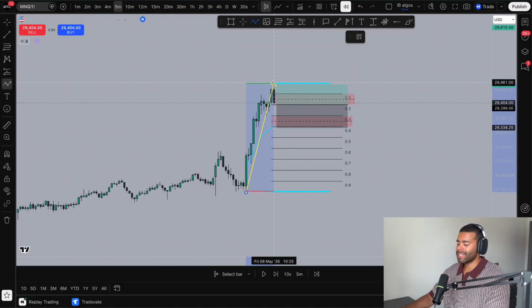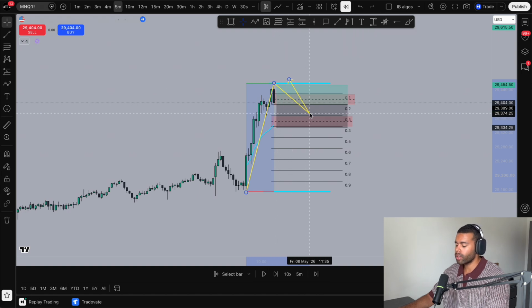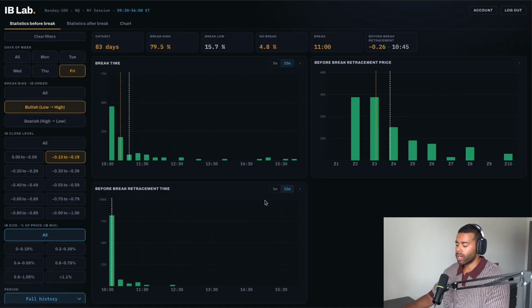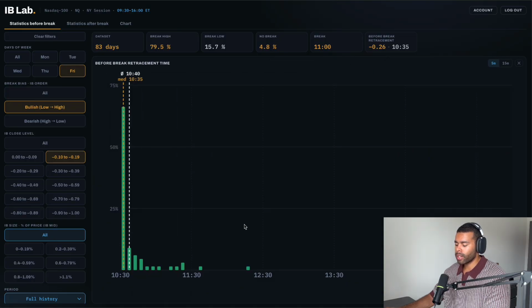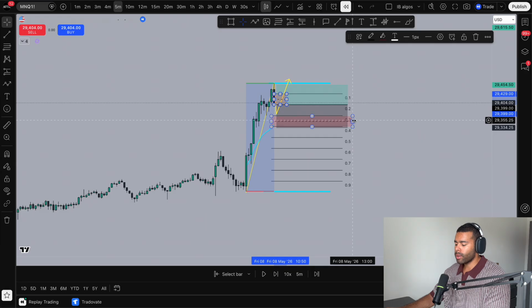What I'm looking for next is to find out when this pullback is going to happen. Is it going to happen early in the session, or later in the session, maybe sometime here? And that's where this report is going to help us. We can see that 86% of times the pullback happens in the first 20 minutes. So that also gives us a time range where we should be looking for entries.